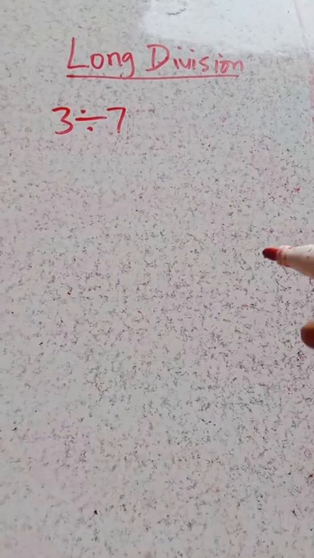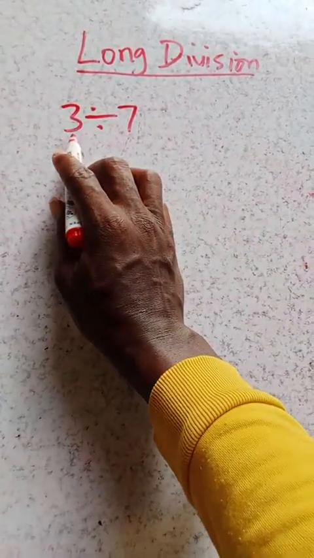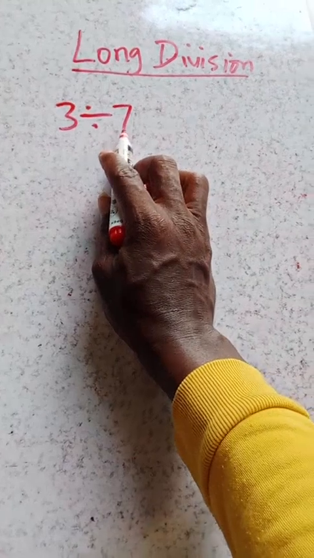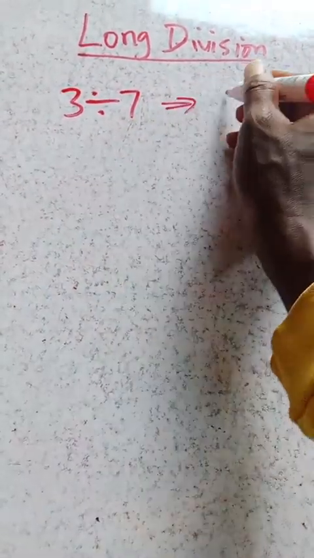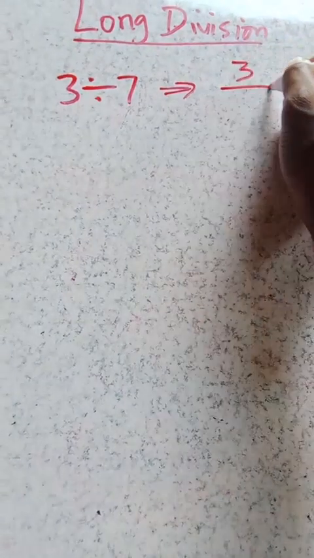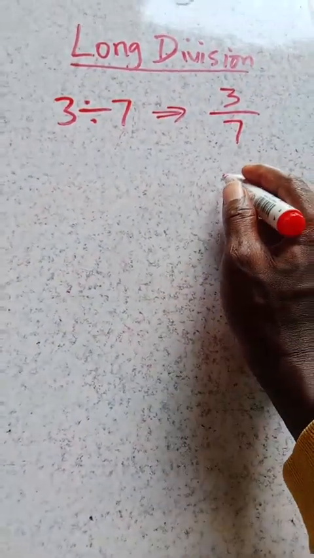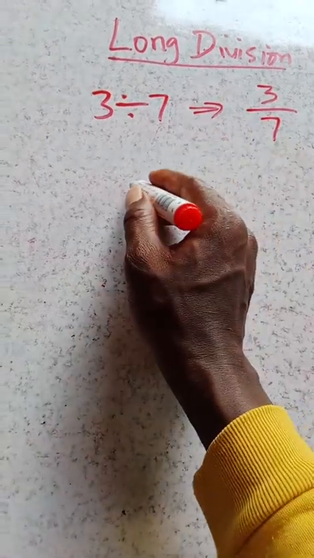Okay, quickly we'll be talking about this one. Okay, 3 divided by 7. 3 divided by 7 means 3 over what? 7. And then I always told us how to resolve this.